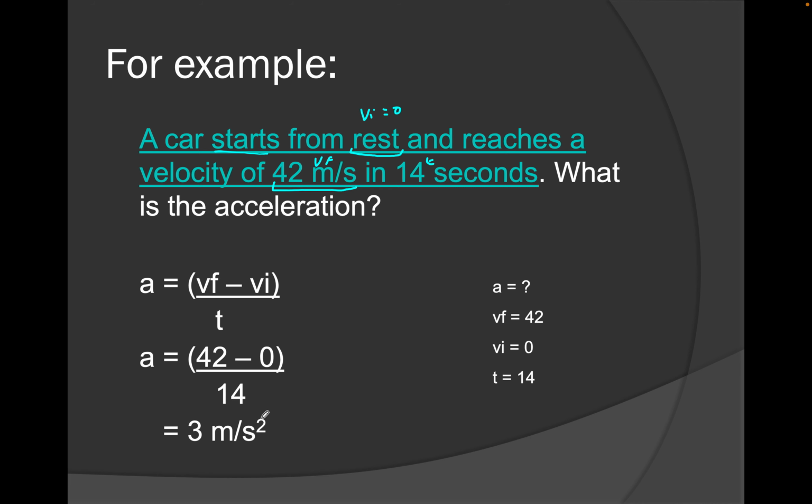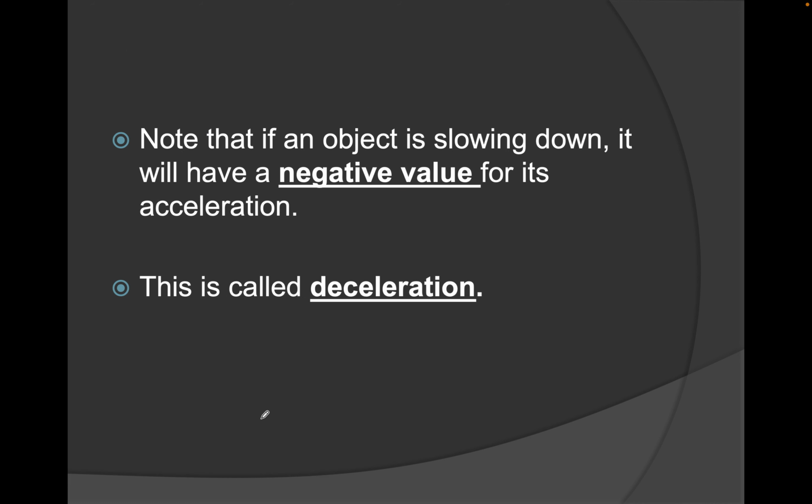Formula, numbers, answer. This is how you will do this in your exam. If there's an object that's slowing down, you will get a negative value. That's fine. That is sometimes known as deceleration.